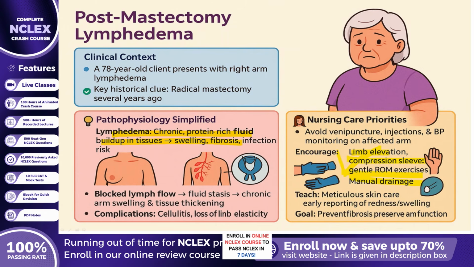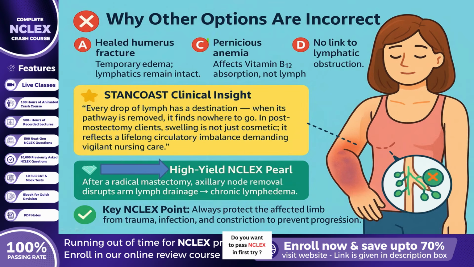In contrast, a healed fracture of the humerus, as seen in option 1, might cause temporary edema during the acute recovery phase, but does not damage the lymphatic system permanently. Option 3, pernicious anemia, is an autoimmune condition leading to intrinsic factor deficiency and vitamin B12 malabsorption, causing megaloblastic anemia and neurological deficits.